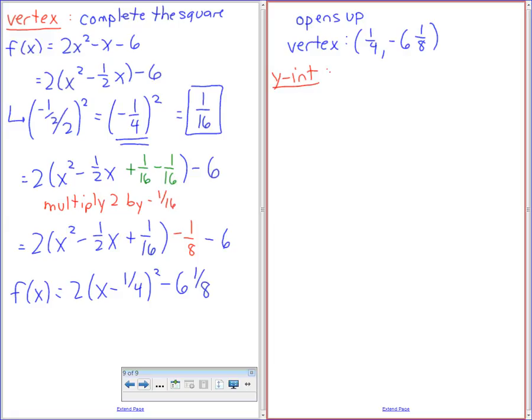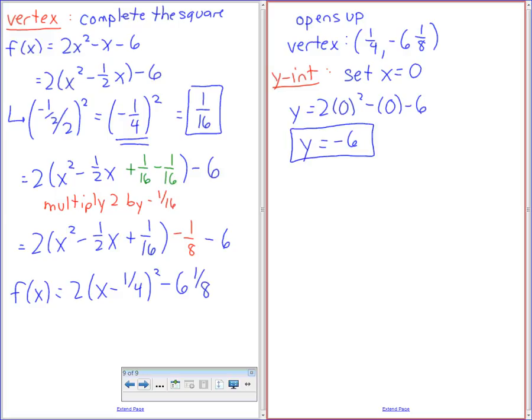Y-intercept, set x equals 0. I used to get that backwards too when I was a kid. So it's going to be y equals 2 times 0 squared minus 6. So y equals negative 6. Now, because we're dealing with inverses, sorry, if I'm going too quickly, please ask. Basically the y-intercept is just going to be the constant number. That's what it's going to be, right? Everything else goes to 0.